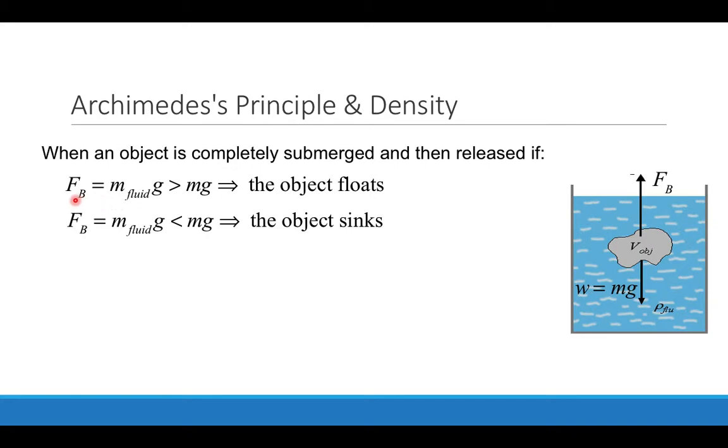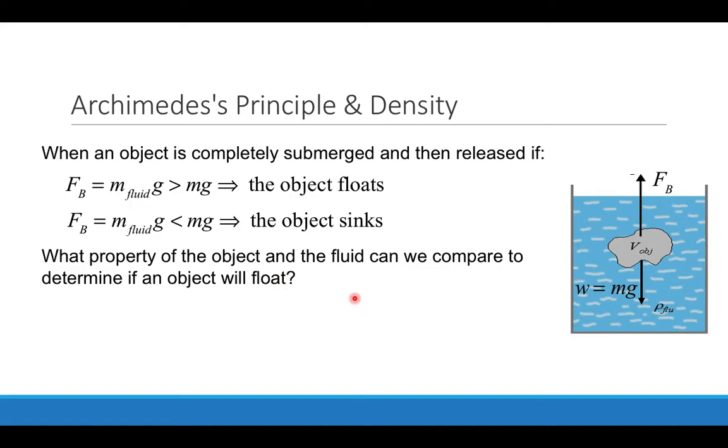And so in both of these examples, the buoyant force weight is just mass times gravity. So this is the mass of the fluid times gravity. So if I want to know whether or not an object floats or sinks, I could ask what property of the object and the fluid can we compare to determine if the object will float.